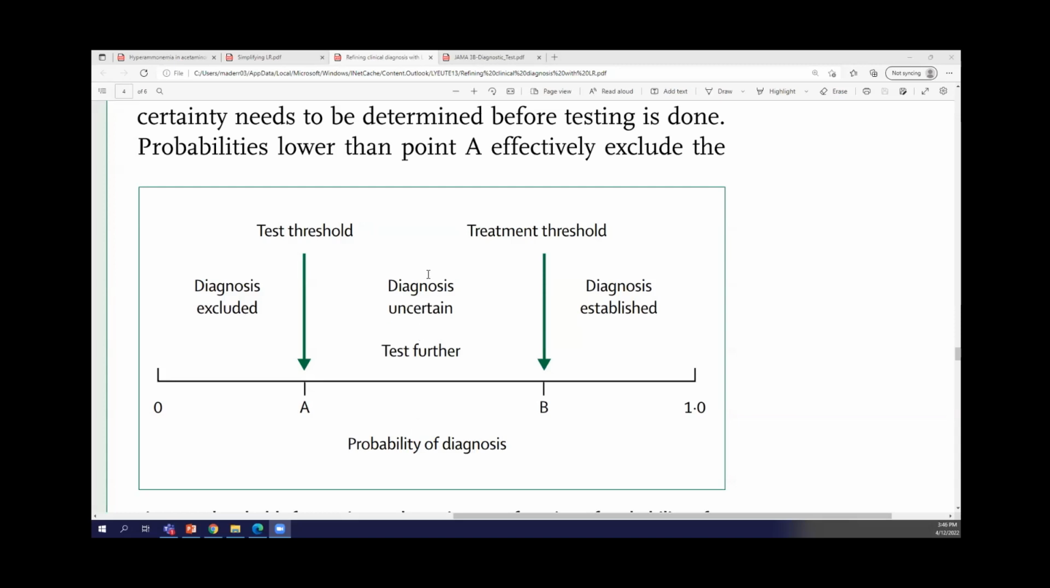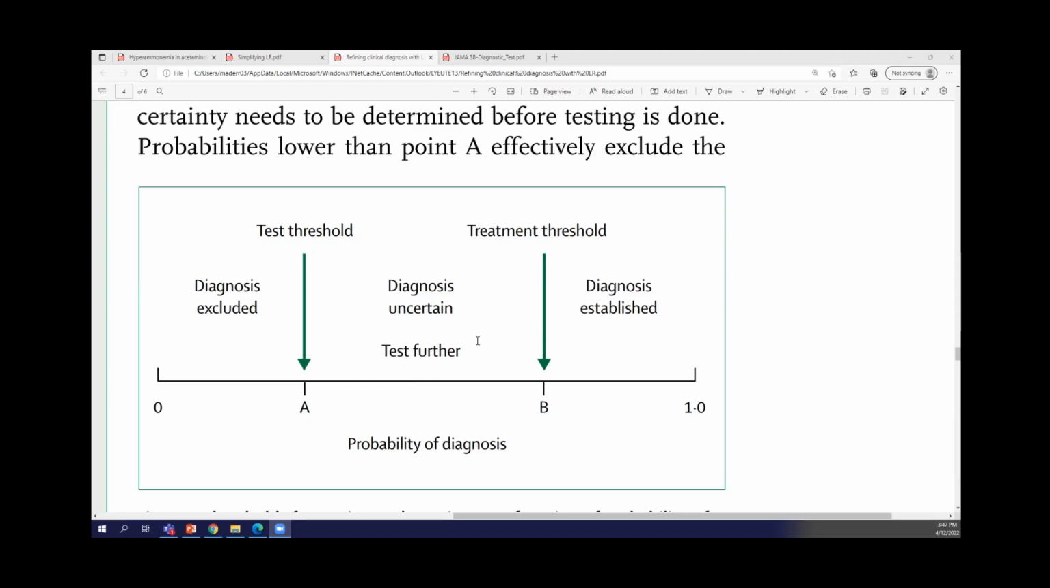And here in the middle, you get the most value out of ordering a diagnostic test. It's when you don't know what the diagnosis is. Basically, here you want to test further, and you want to either exclude the diagnosis and make it no longer relevant to have a test, or put it above the treatment threshold, where you establish a diagnosis and you start treating the patient.